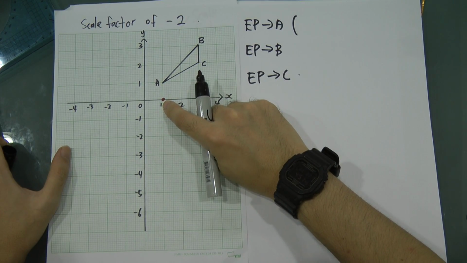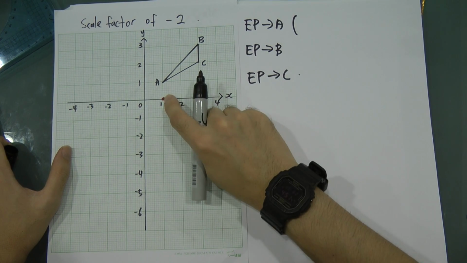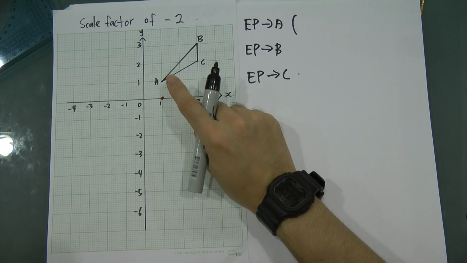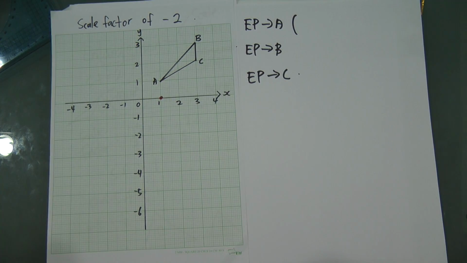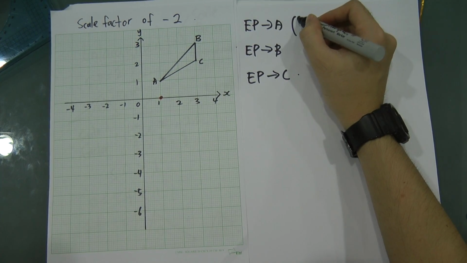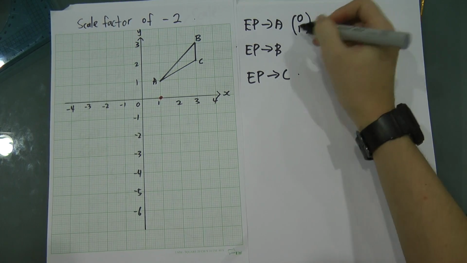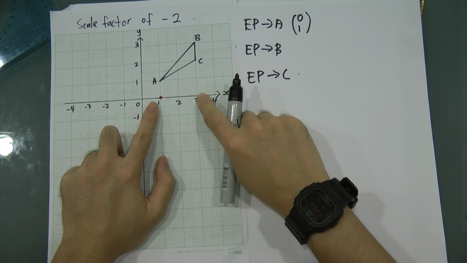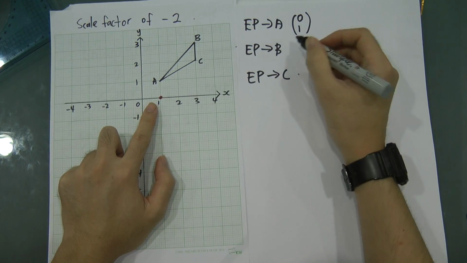This one, this is 0, 1. Enlargement point at 0, 1. So to A is just +1 in Y. Sorry. So this one will be 0, 1 because moving upward is +1. And then for B will be 1, 2, 1, 2, 3, 2, 3.